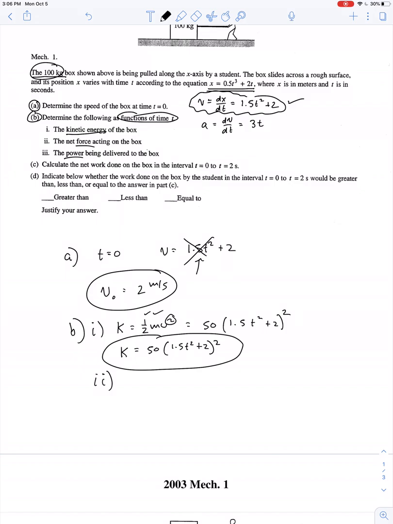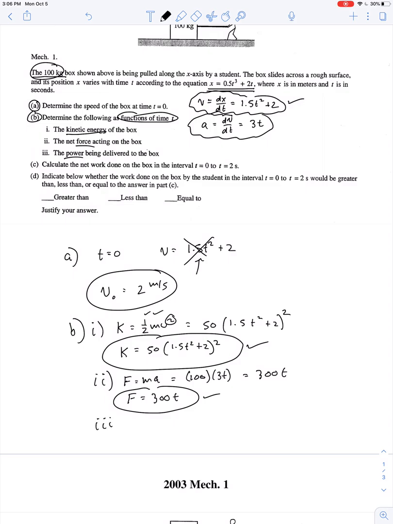The next question was to find force as a function of time. Now when I think force, immediately I think of Newton's second law, F equals ma. The mass is 100 kilograms, and the acceleration, well, we found an expression for that as well. So this is 100 times 3t, so it's simply 300t. F equals 300t. So indeed, kinetic energy can be expressed as an equation based on time, and same with force. So lastly, we have to find power as a function of time.